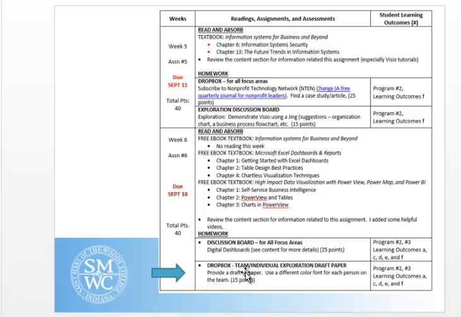And then you'll see that you're putting in the draft of your paper, which is due on September 18th.